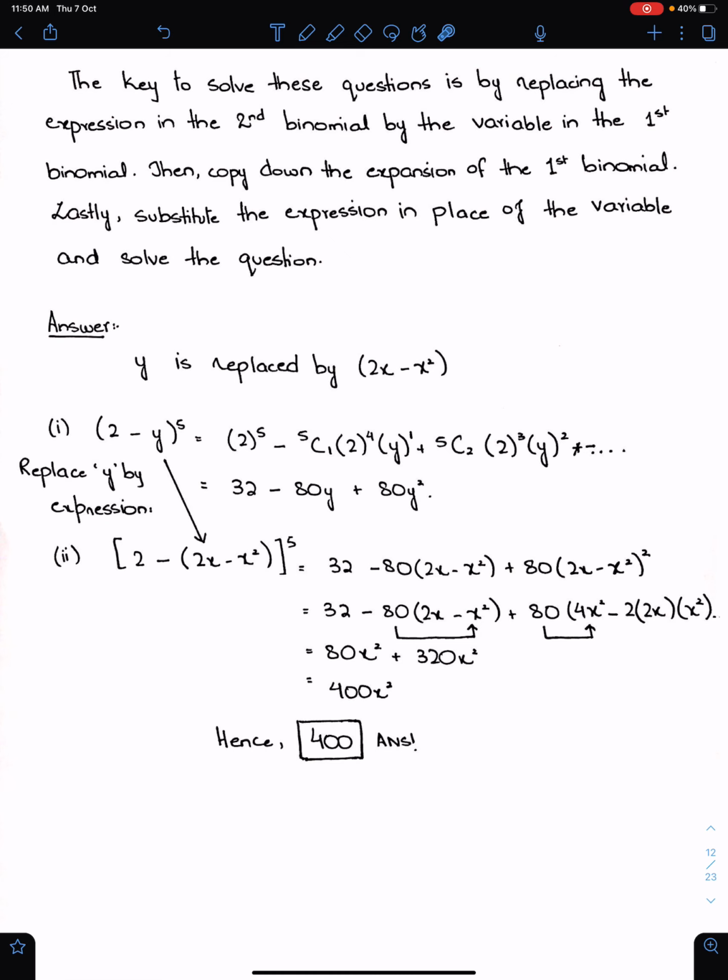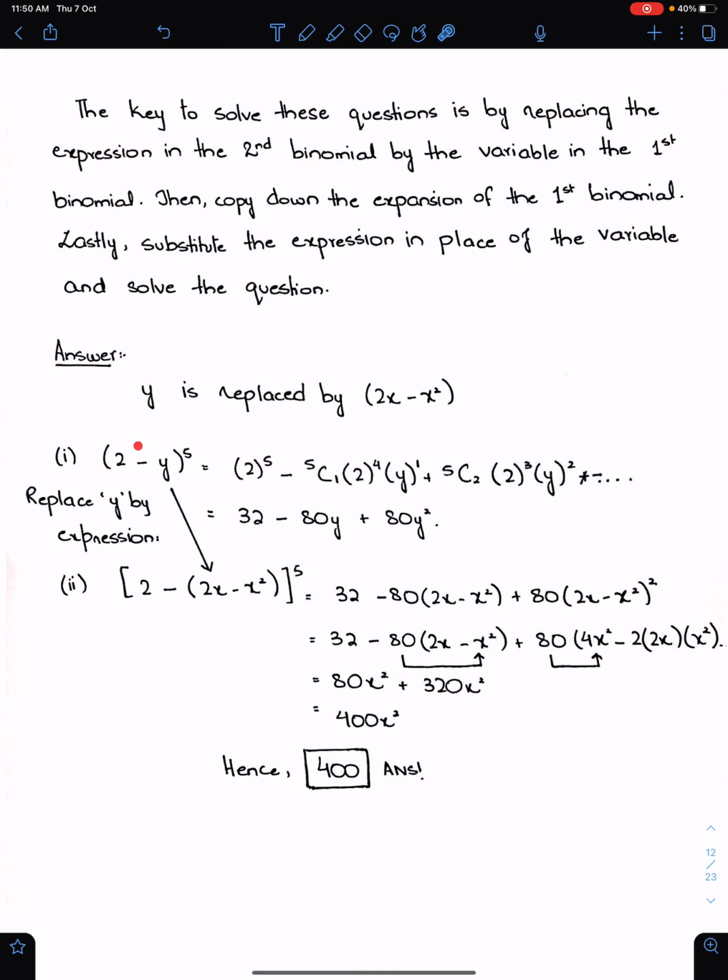First we need to solve the first part, we need to expand the first part. These are the first three terms of the first part. Now to solve this part, you just need to replace y by this thing here. If you replace all the y's by this thing here, you will get your answer.